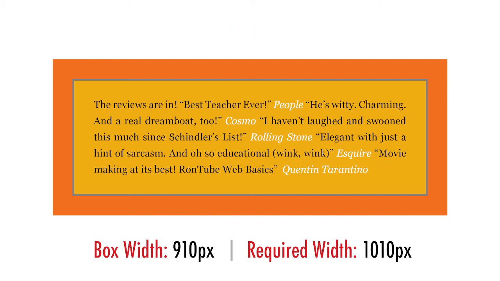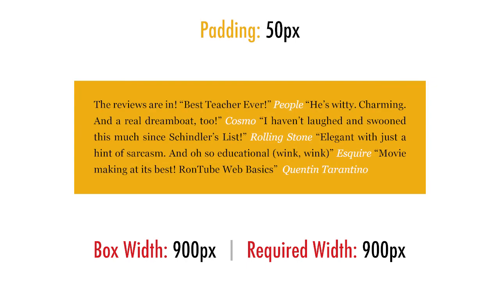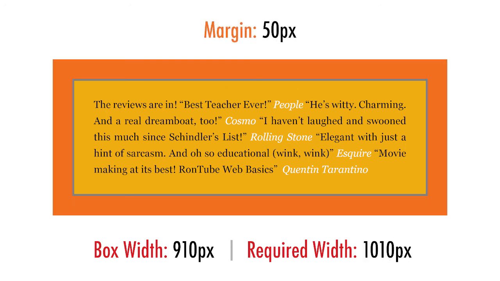And so this is where it can get a little bit confusing as you're figuring out what size your boxes should be and how much total space you need. You just need to take all of these things into consideration. So we started off with an 800 pixel box. We added 50 pixels of padding on either side, so that then made our box 900 pixels wide. And then we added a border, which added 5 pixels on the left and the right, bringing it up to 910. And so that ends up being our total box width. But then by adding the 50 pixels of margin on the left and the right, we upped the required space in our layout to be 1010 pixels.